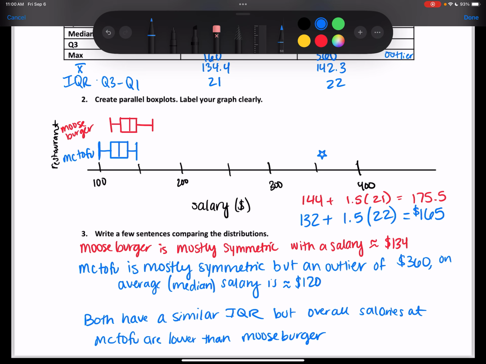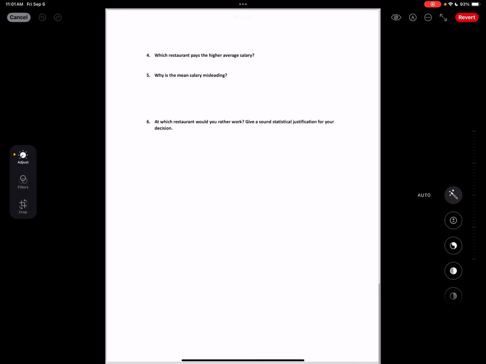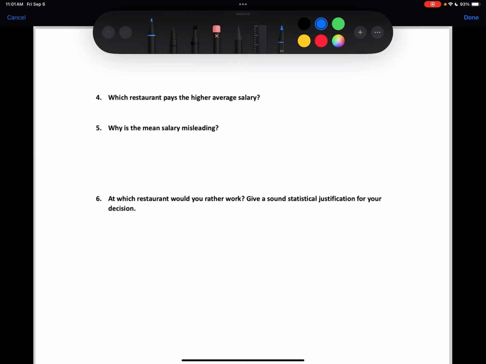Based on what we've been given, if we don't remove the outlier, which restaurant pays the higher average salary? That would be the X bar value. It's McTofu, without removing the outlier. If we remove the outlier, that's different. That's why I said we kind of answered this, but no, we didn't really answer it, because we were talking about essentially if we removed the outlier in the previous one.